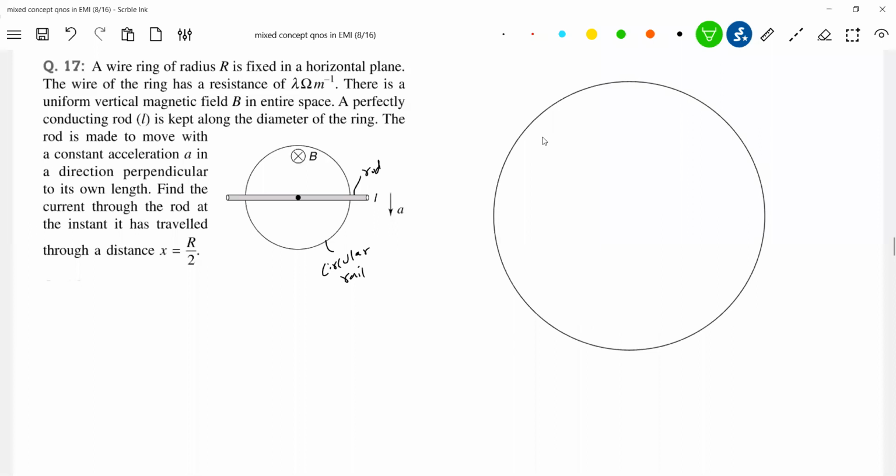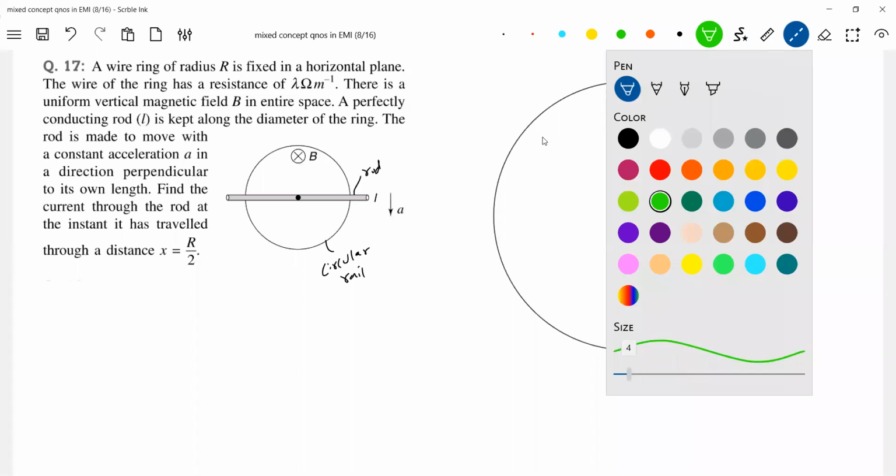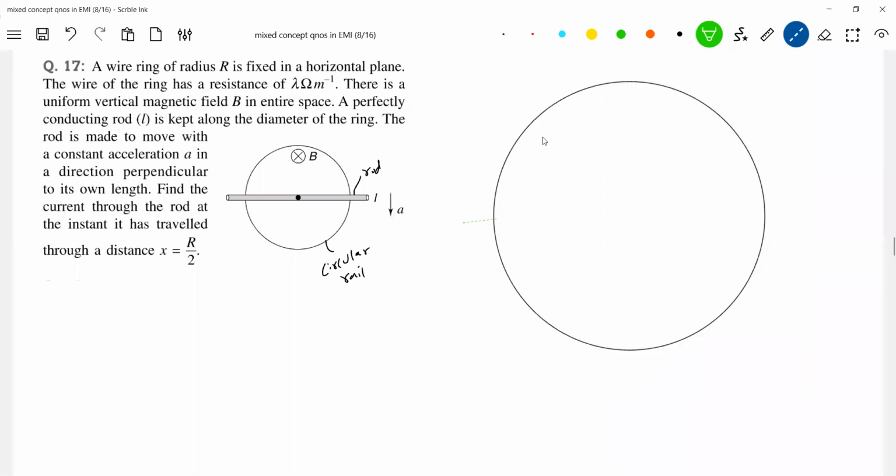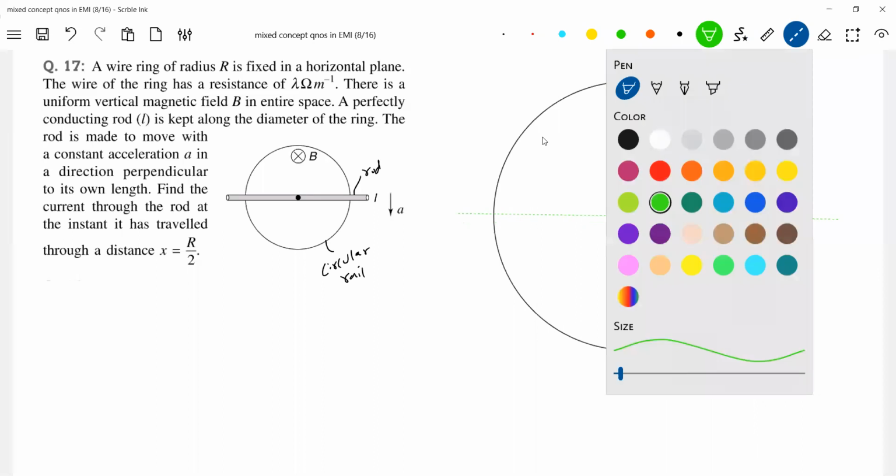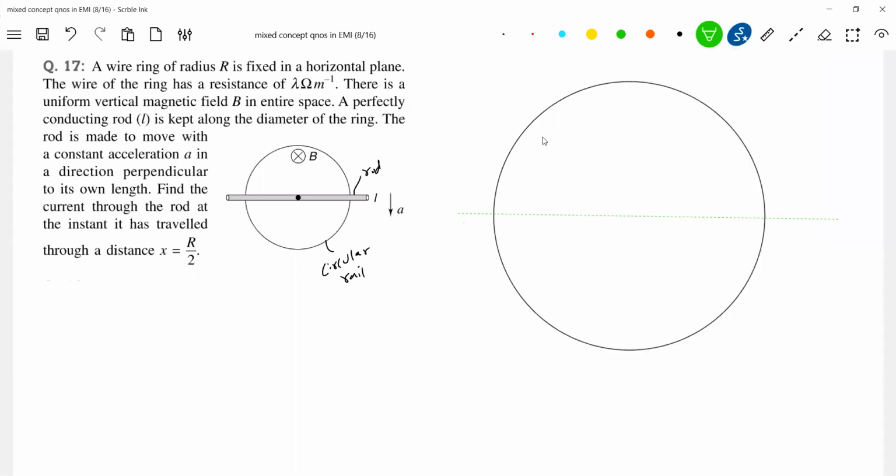This is a rail, and the initial position of the rod was here, no? Initially the rod was exactly at the diameter. Read the question, meanwhile I'll draw the diagram. So this was the initial position of the rod. Finally, somewhere at x equal to R by 2. R by 2 I should take like this.